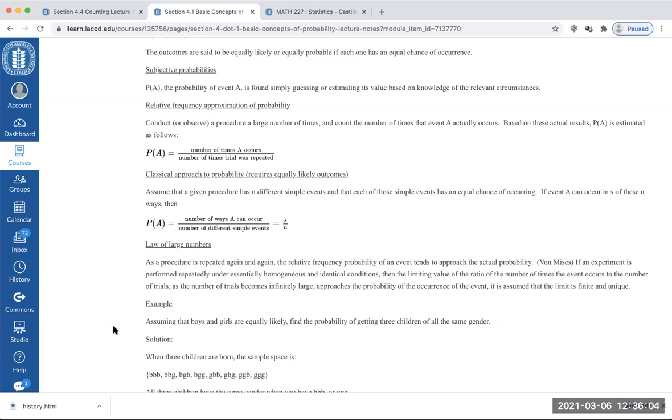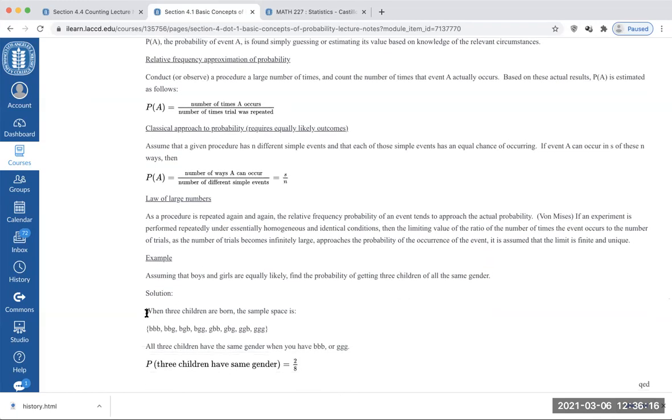So let's do the following example. Assuming that boys and girls are equally likely, find the probability of getting 3 children of all the same gender. So when 3 children are born, the sample space is boy, boy, boy; boy, boy, girl; boy, girl, boy; boy, girl, girl; girl, boy, boy; girl, boy, girl; girl, girl, boy; girl, girl, girl.